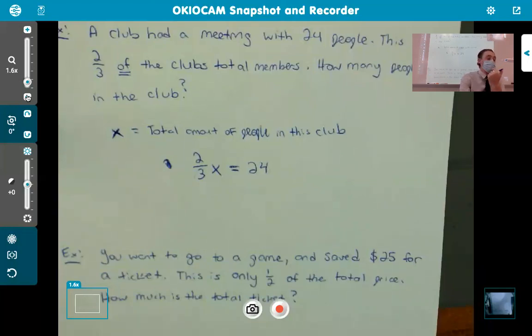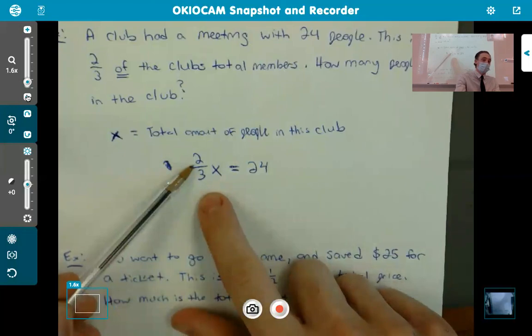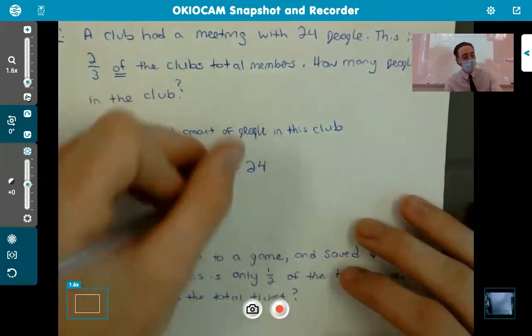Does anybody remember that term reciprocal? Let me give you a different example. If I have 4/5, the reciprocal is 5/4. So what did I do? Just flip them. A reciprocal is what I'm going to multiply both sides by, the opposite of this fraction. So instead of 2/3, what am I going to multiply both sides by? 3/2.